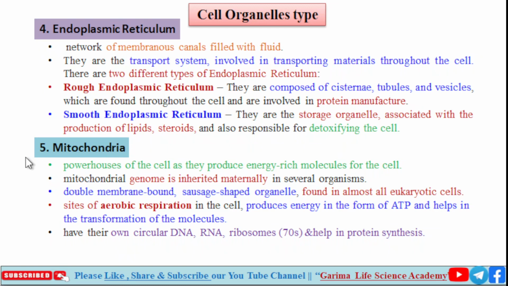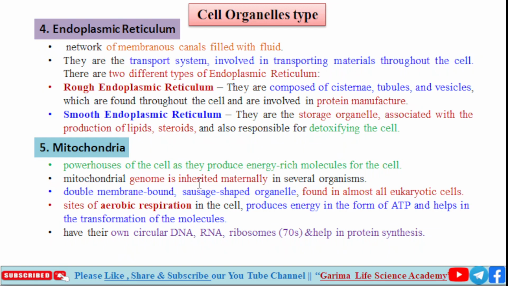And our fifth organelle is the mitochondria. Mitochondria is the powerhouse of the cell, as it produces energy-rich molecules for the cell. So mitochondria is known as the powerhouse of the cell.